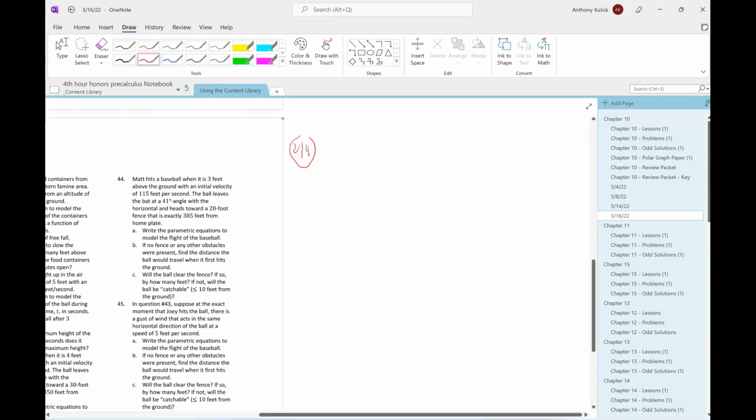So 44: Matt hits a baseball 3 feet above the ground, initial velocity 115 feet per second. The ball leaves the bat at an angle of 41 degrees with the horizontal, heads towards a 20-foot fence that's exactly 380 feet from home plate. So we'll start by writing our parametric equation.